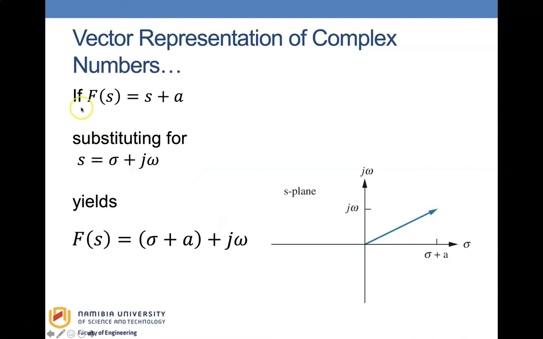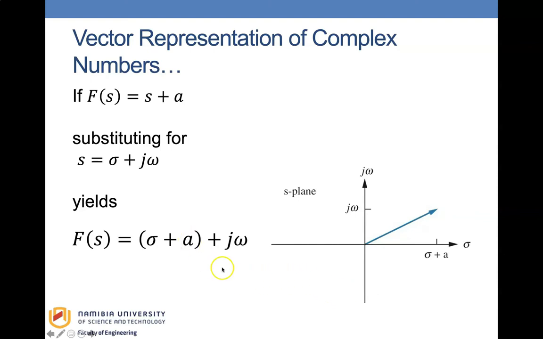If a complex number is substituted into a complex function F(s), another complex number will result. For example, if a complex function is given as F(s) equals s plus a, substituting for the complex number s equals sigma plus j omega yields F(s) equals sigma plus a plus j omega, which is another complex number. This number is shown in this figure. Note that F(s) has a zero at minus a.